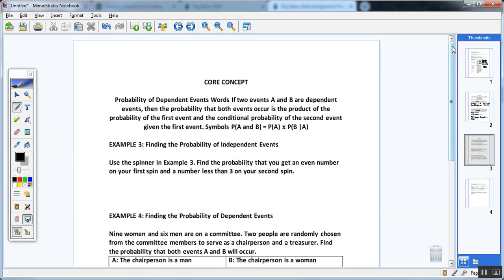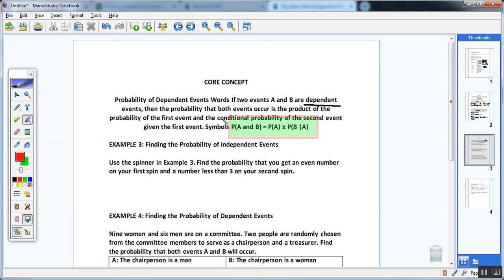Okay, the probability of what, kids? Dependent events. In other words, it says if 2 events, A and B, are, what's the word here, kids? Dependent events. Then the probability that both events occur is the product of the first event and the conditional probability of the second event. In symbols, we say, you know what? The probability of A and B, understanding that they're dependent events, and we wrote this in the vocab, is the probability of A happening times the probability of B given what happened already.